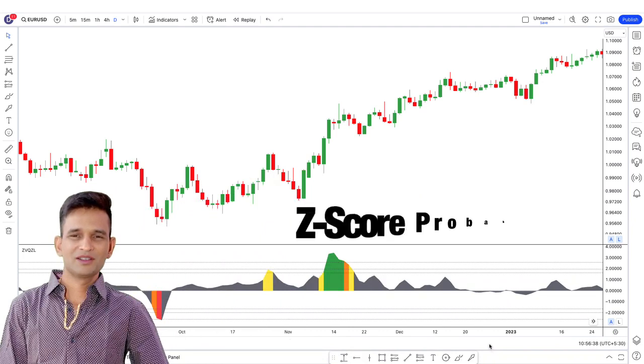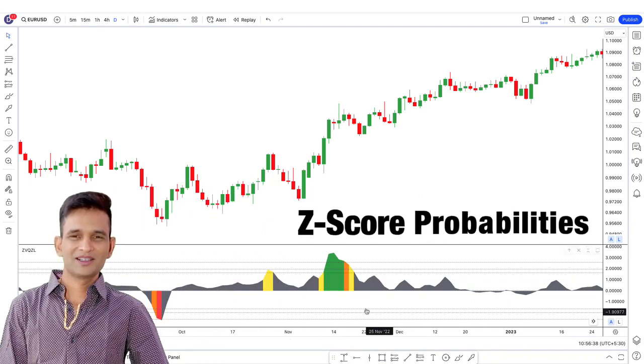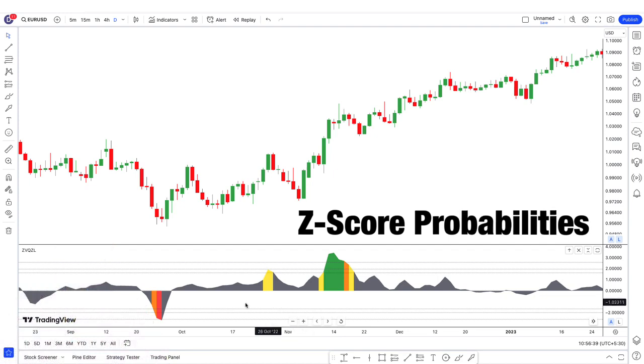But in this improved version, Z-score probabilities are applied to the VQZL indicator. So we have a standardized result which can be used for any asset or market. In statistics, Z-score probabilities show the relationship of a value to the average of a group of values. Getting into more details about Z-score probabilities is out of the scope of this video, as many statistical concepts should be explained, and it will make our video so long.